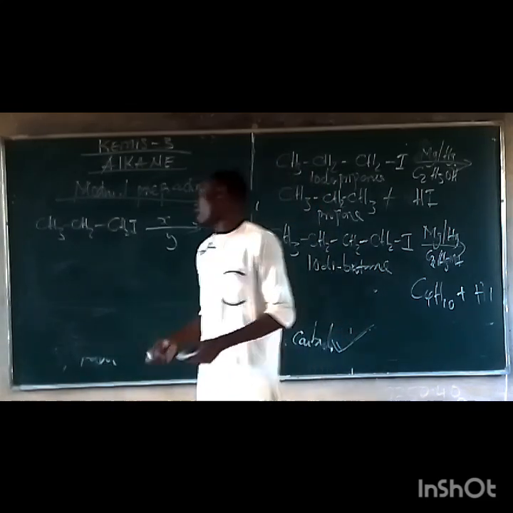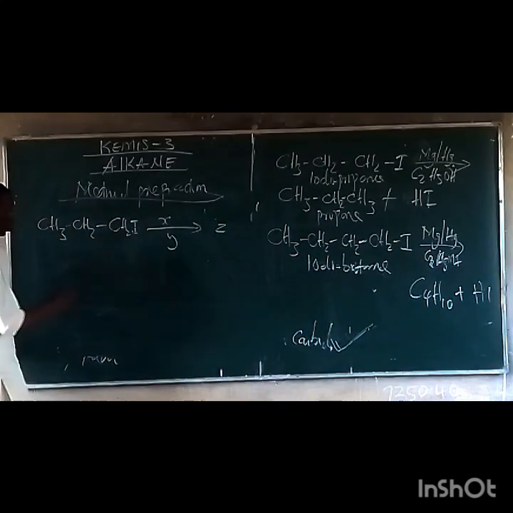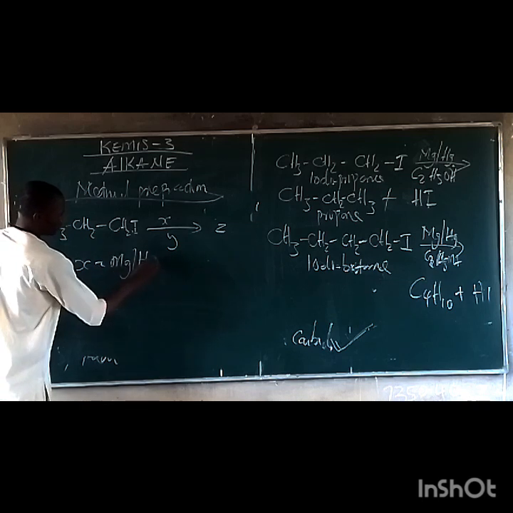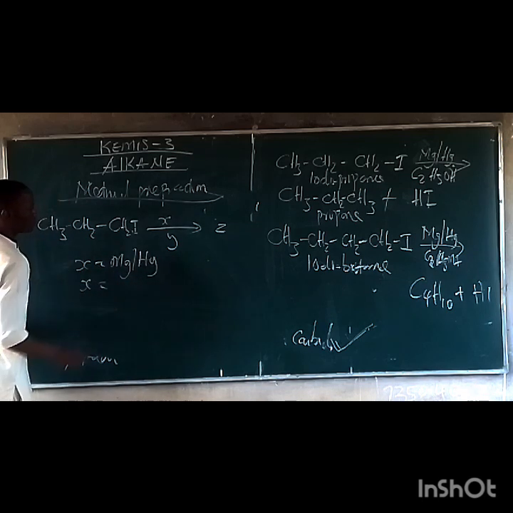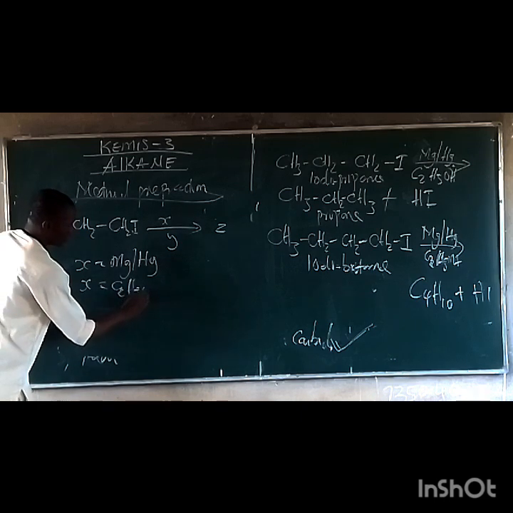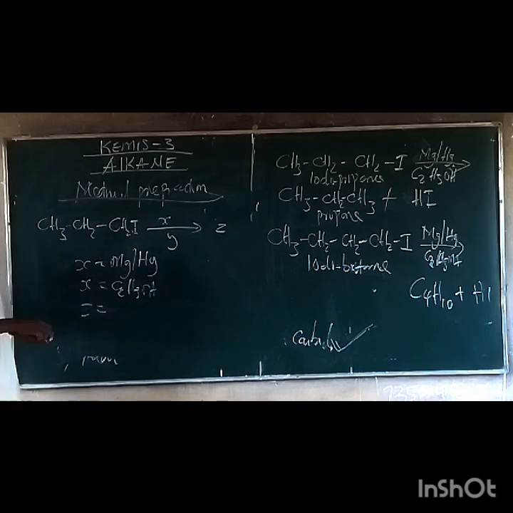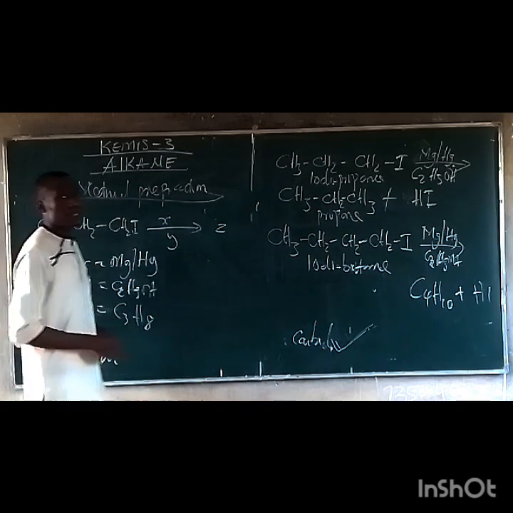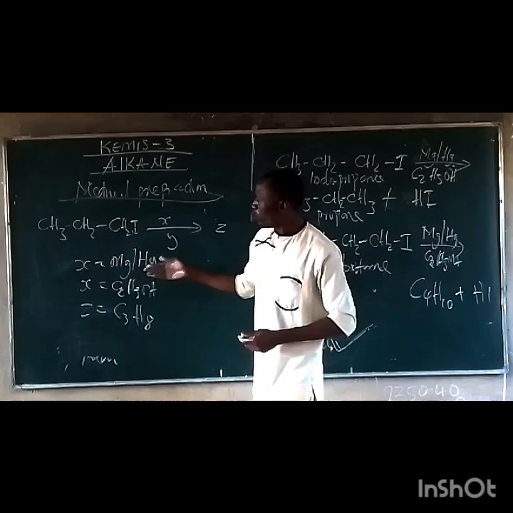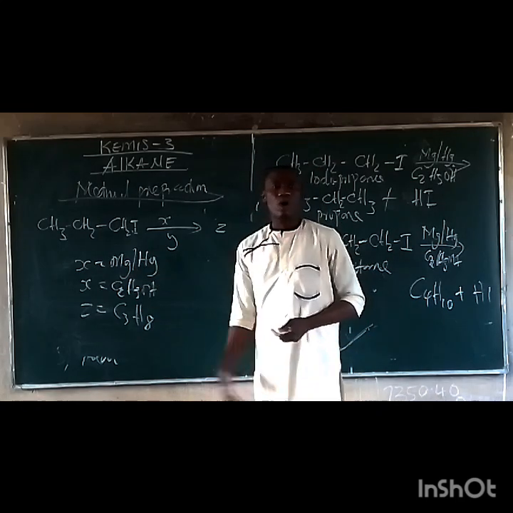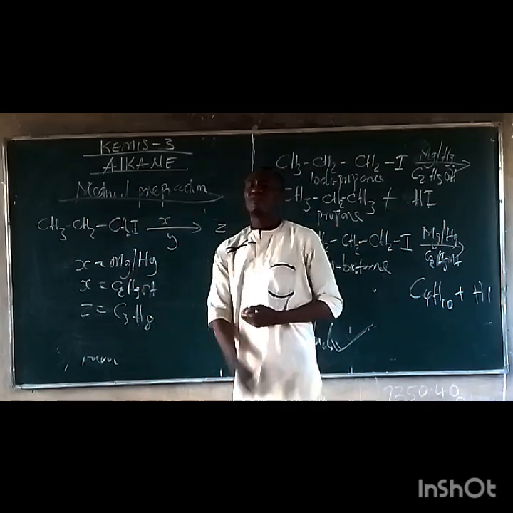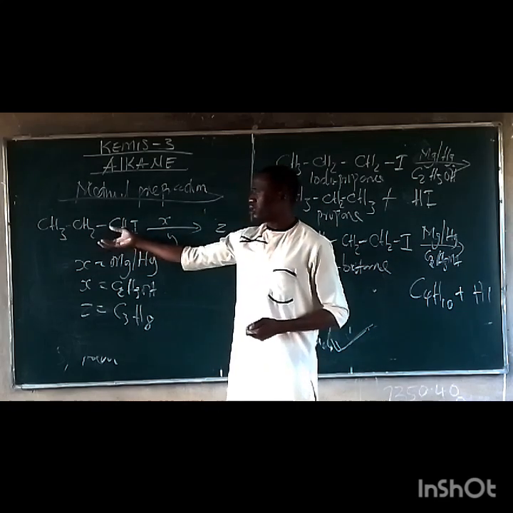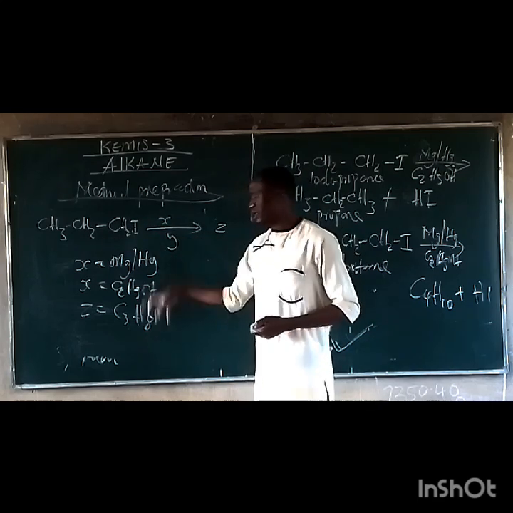Well, the X and Y, you know that X should be the magnesium amalgam, and you know that Y should be the ethanol. And you know that Z should be the propane, which is C3H8. So that's how to get the answer to it. Sometimes they'll provide you with magnesium amalgam, ethanol and propane, and ask you to supply the template where you got these answers from.